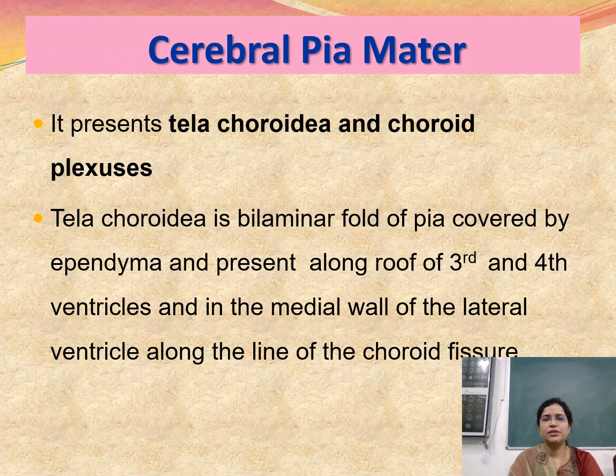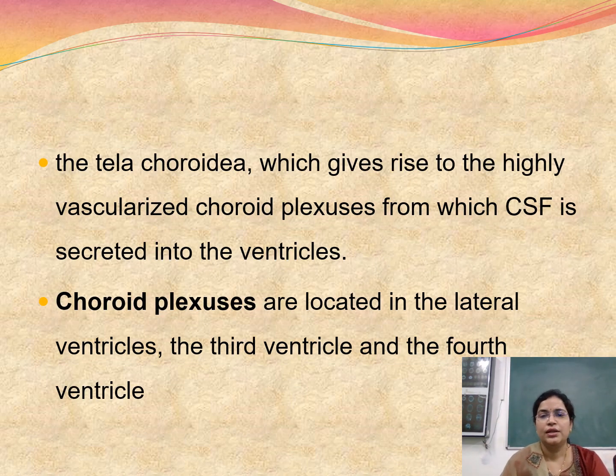The cerebral pia mater presents the tela choroidea and the choroid plexus. The tela choroidea is a bilaminar fold of pia mater covered by ependyma, present along the roof of the third and fourth ventricles, and in the medial wall of the lateral ventricle along the line of the choroid fissure. It gives rise to highly vascularized choroid plexuses, from which cerebrospinal fluid is secreted into the ventricles. Choroid plexuses are located in the lateral ventricles, the third ventricle and the fourth ventricle.